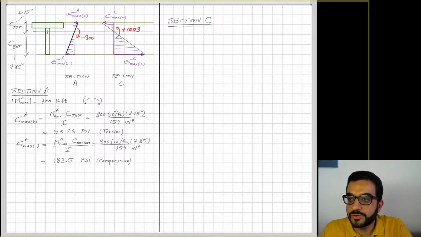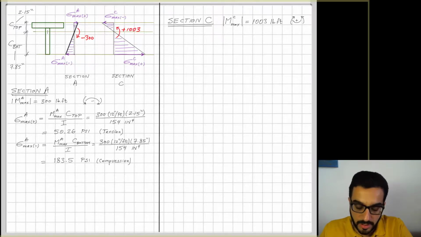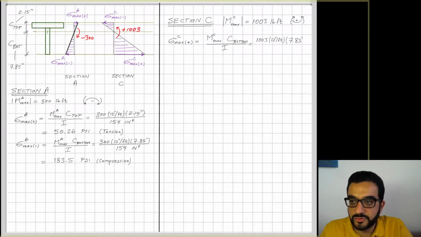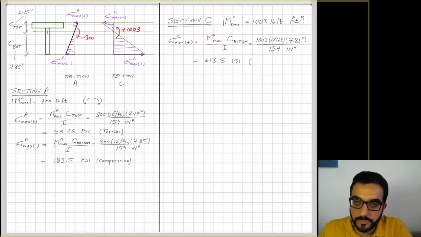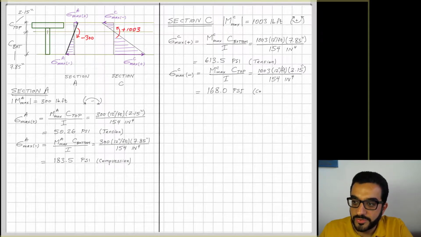Moving to the next section, which is section C, and the absolute value of the moment is 1003, and it's a positive moment, and because it's positive, it's causing positive stress at the bottom side of the beam, so I'm using C bottom, and that gives that big stress, 613.5, and it complies with our visual understanding of the stress distribution. And then sigma max negative at C is happening at the top, so I'm using C top, and that will give 168 psi.